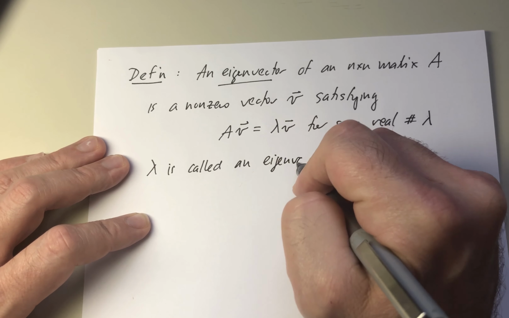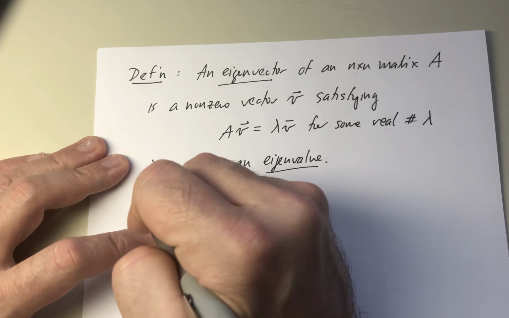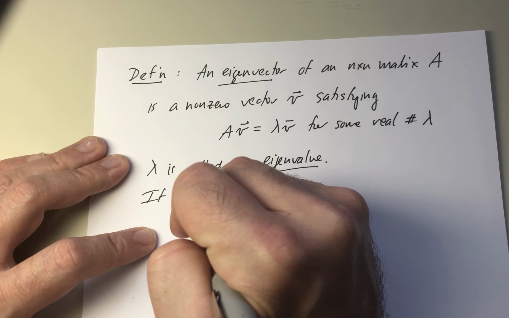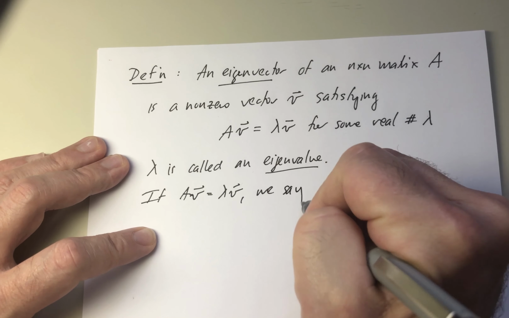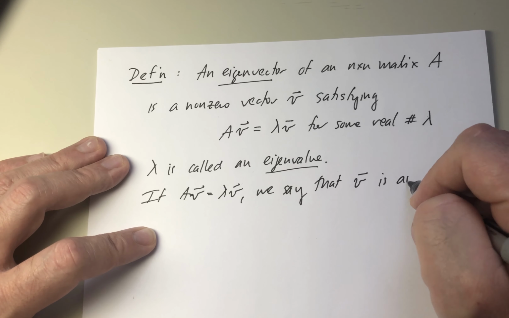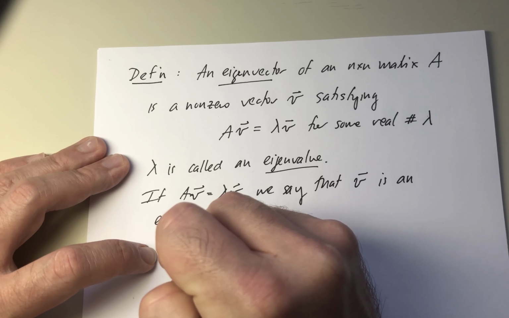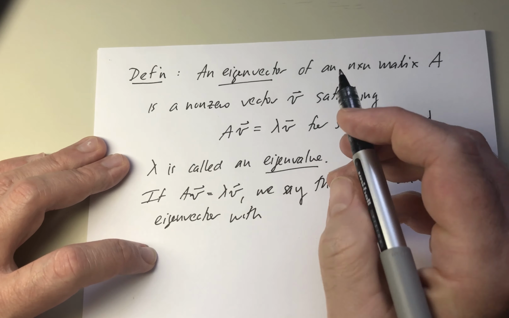So this number here is doing the stretching. And just terminology, if Av equals lambda v, we say that v is an eigenvector with eigenvalue lambda.